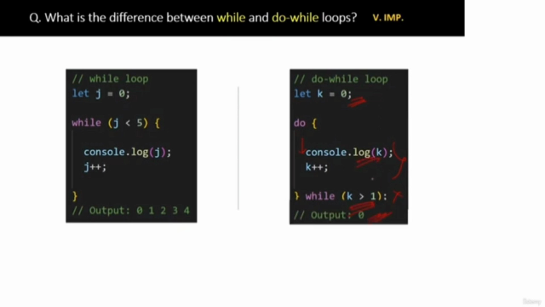And now after the increment, k will be equal to 1. But from the second time onwards, do while executes as per the condition like while only. Therefore, now the do block code will not execute because the condition is false now. So that is the difference between the two, and now you will remember the differences forever.